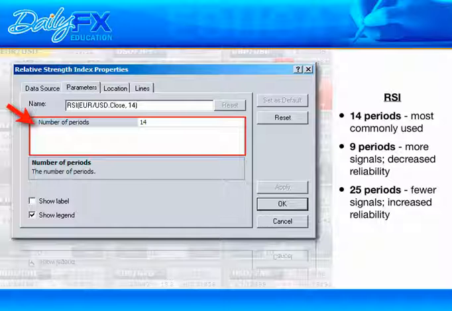Some traders do use 9 or 25 periods instead of the standard 14. Of course, increasing the number of periods will decrease the number of signals, but increase the reliability of those signals. Decreasing the number of inputs would have the opposite effect. With RSI, there are times when the default value of 14 does not signal any overbought or oversold conditions, so using a lower value may be necessary to signal any trading opportunities.